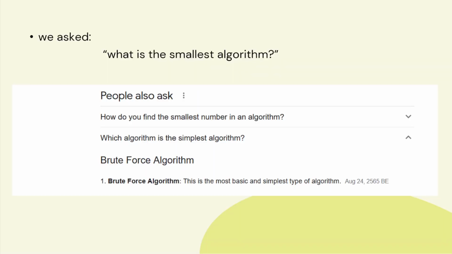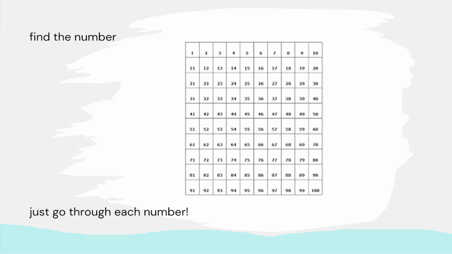So we asked on the internet, what is the smallest algorithm? And it says a brute force algorithm is the most basic and simplest type of algorithm. And what does it mean by brute force? Well, in this example, we want to find a number. Brute force will just go through every number. So for example, in security, if there's a code, how many different options would a computer need to go through to find that number? The maximum amount of attempts would be the brute force number.